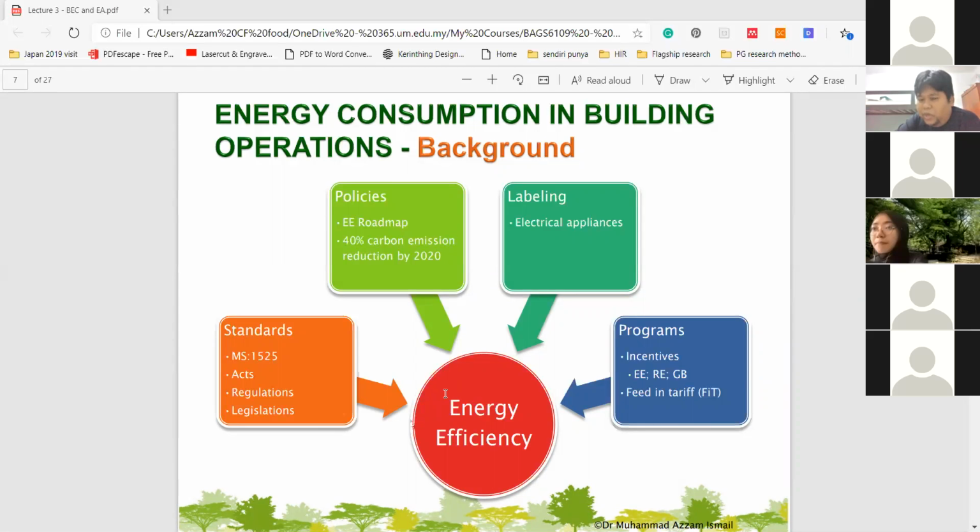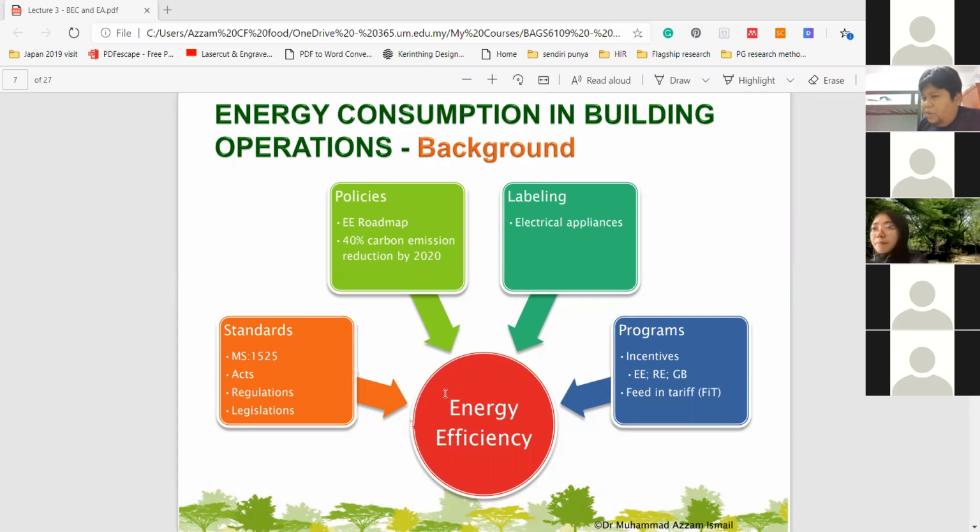For most, we have standards, of course. We do have the MS1525, although it was drafted and released in 2007. I already shared it on the Spectrum page. Okay, it's there. You can download it, you can read it. The MS1525 is the Malaysian standard for energy efficiency for buildings.